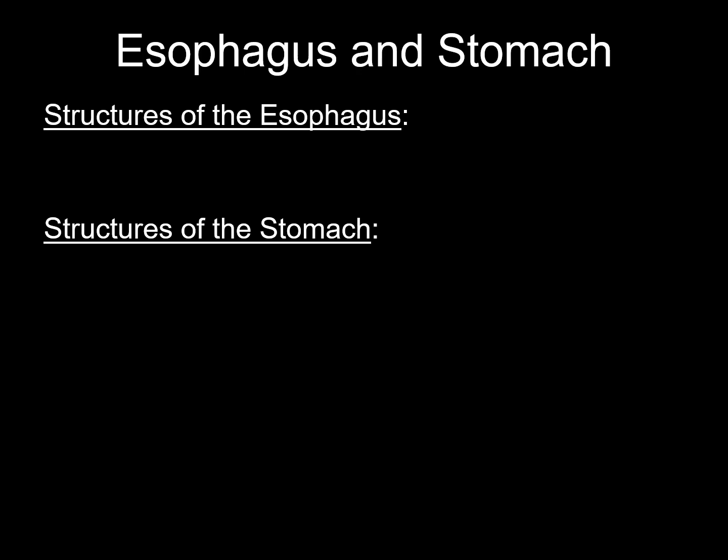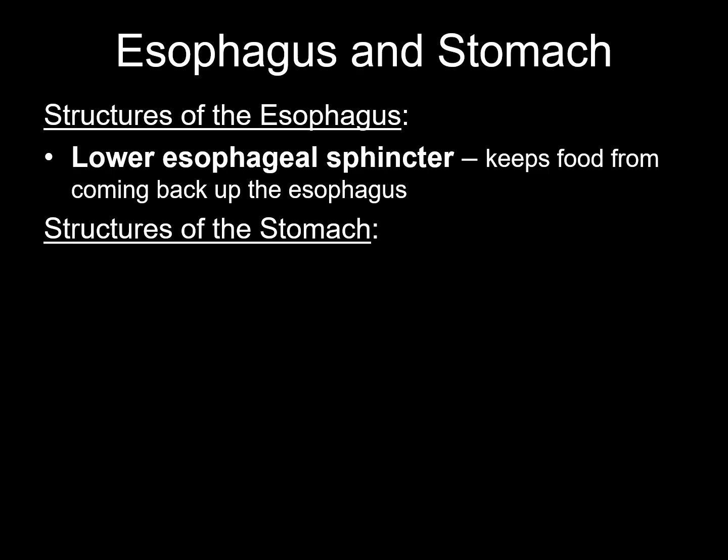You want it to just go forwards through the digestive system. So there is an important sphincter at the end of the esophagus, essentially at the opening to the stomach, and that's the lower esophageal sphincter. This is where a lot of people have trouble, because this sphincter doesn't work quite correctly. So some of the food does come back up into the esophagus.